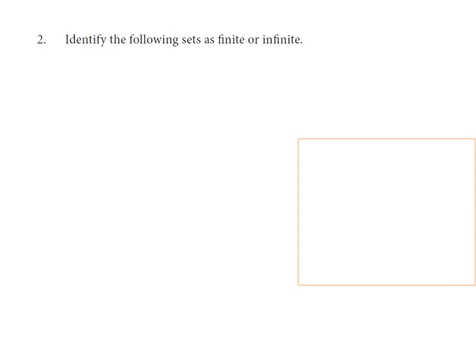Next one. Identify the following sets as finite or infinite. You know what is finite? Finite means countable. How many elements are there, that you can count. Infinite means it is uncountable. We can't count how many elements are there. Let us see the first problem. X is equal to the set of all districts in Tamil Nadu. Yes, we can find out how many districts are there. So it is countable, finite. That's all. This and all are one word answers only.